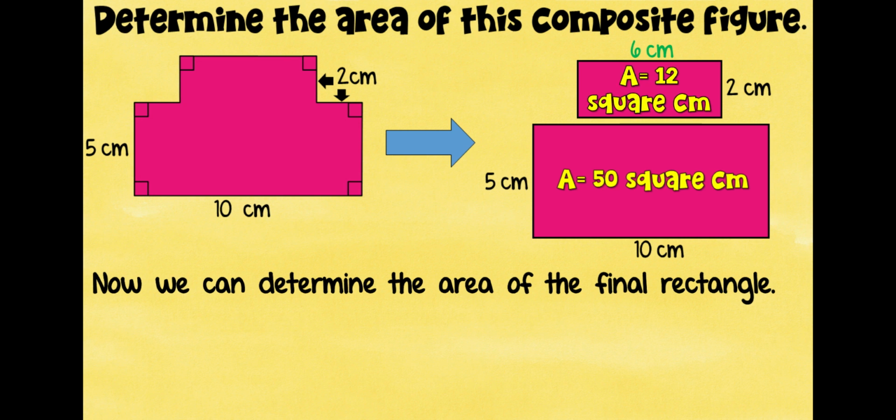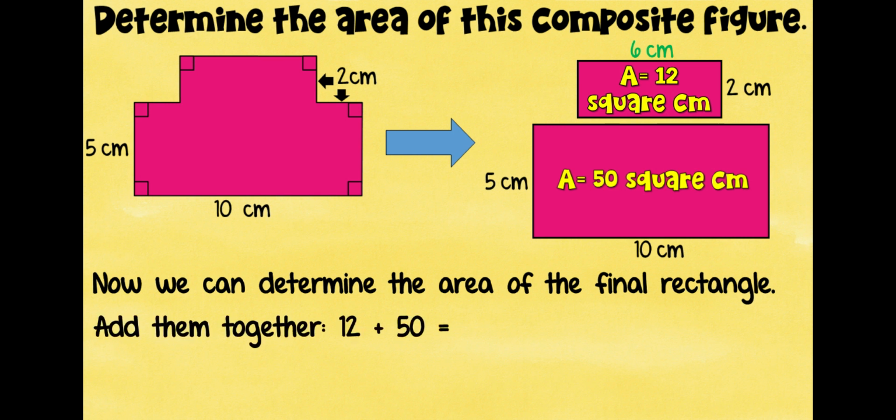Our area is going to be 12. And I accidentally clicked ahead where it already told us 5 times 10 gives us the area of 50 for this bigger rectangle. So for our final area, 50 plus 12 gets us what as our final area? Hopefully you found out that that is 62.